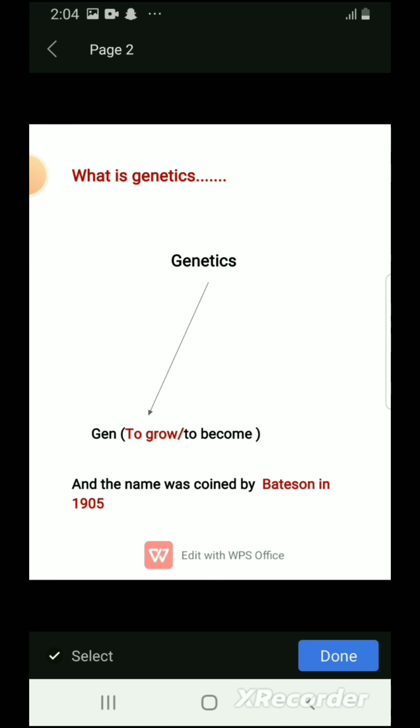So genetics is actually coined from a root of the Greek word gen, which means to grow or to become. So genetics is coined from the root of the Greek word gene, which means to grow or to become. And the name genetics was actually coined by someone by the name of Bateson in the year 1905. These things are not necessary, but in case it comes out in your exam, you can actually beat them up. Know the year, actually, the year matters. The name genetics was formed by Bateson in the year 1905.